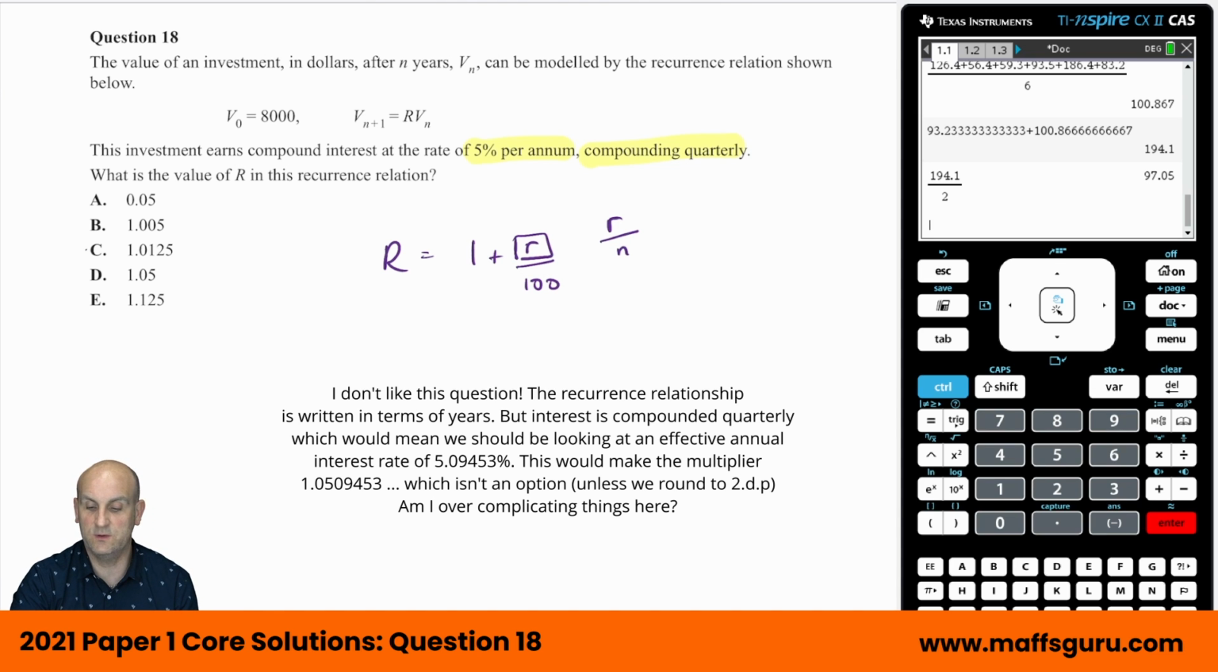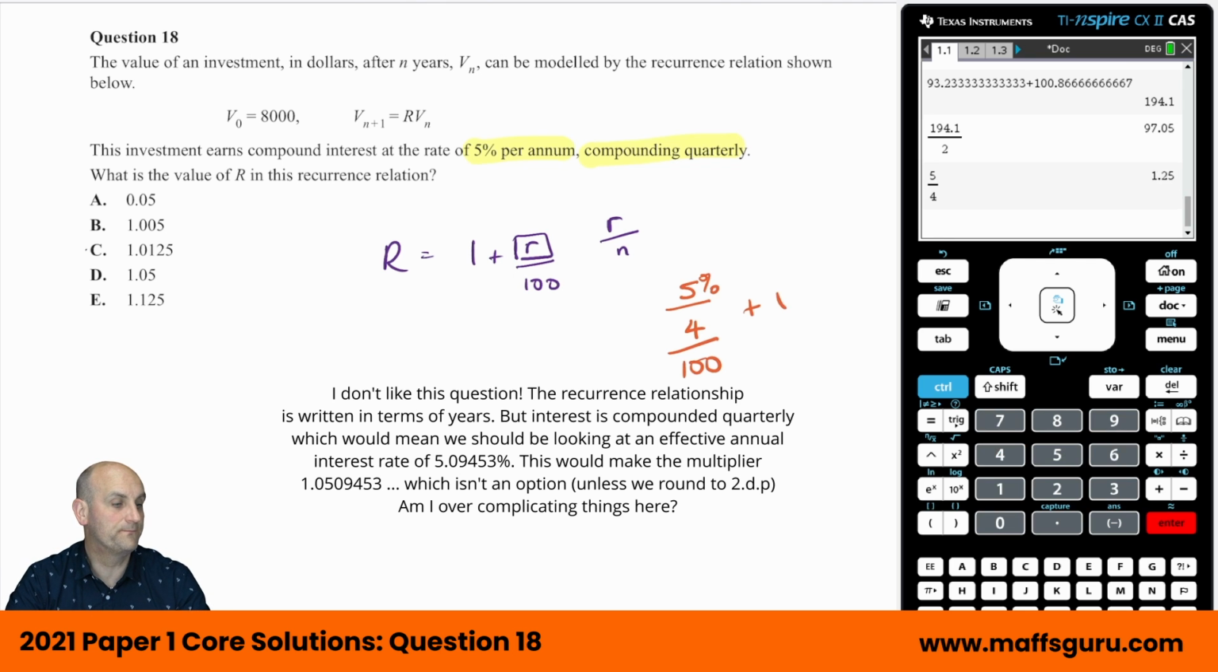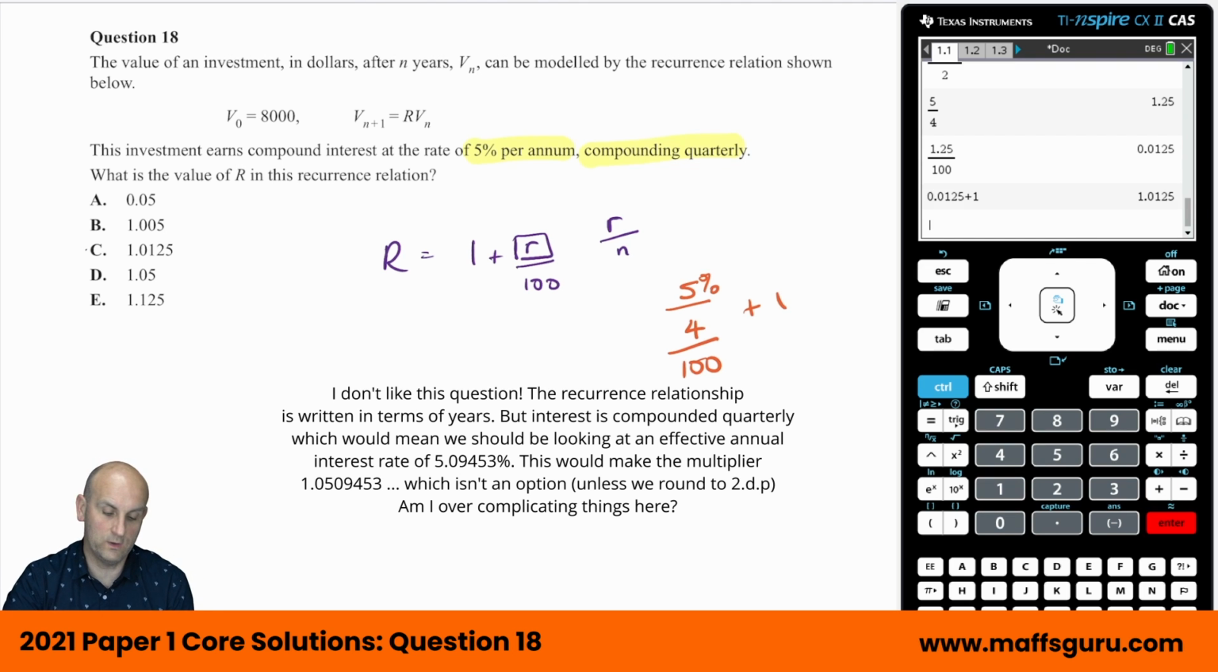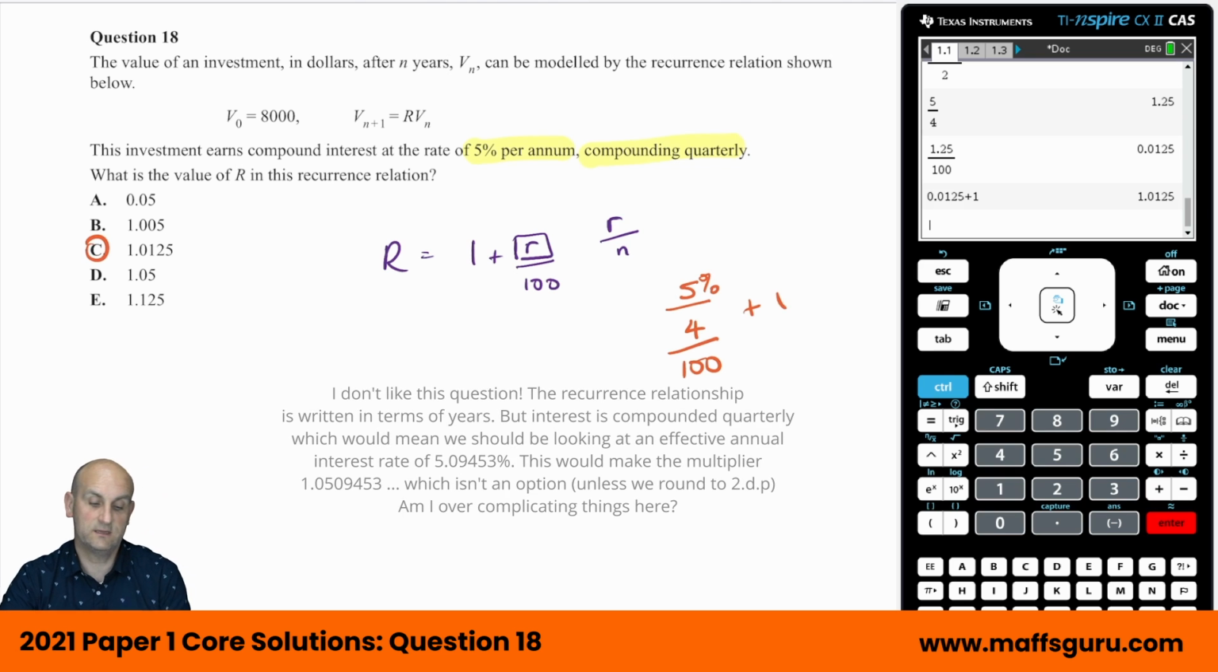So for me to be able to work this out, I'm going to do 5% per annum. I'm going to divide it by 4 because that's going to give me my quarterly, because that's what it wants. And then I'm going to divide that by 100 and then add 1 to it. The reason I'm dividing by 100 is because it was a percentage. So 5 divided by 4, divide that by 100, and we're going to add 1 on. It gives me 1.0125. C is the correct answer.